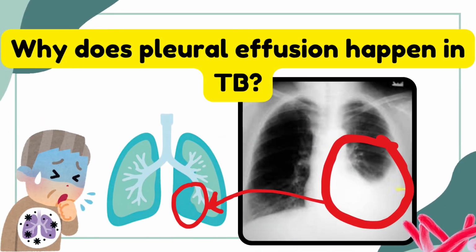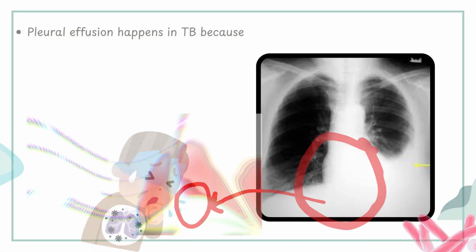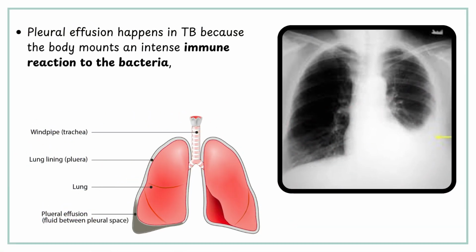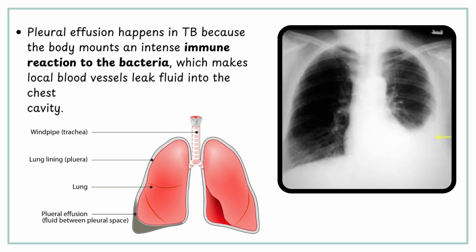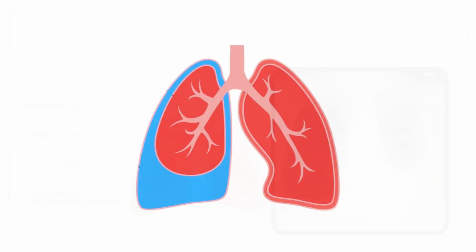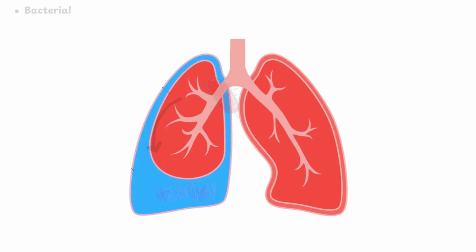Why does pleural effusion happen in TB? Pleural effusion happens in TB because the body mounts an intense immune reaction to the bacteria, which makes local blood vessels leak fluid into the chest cavity. So, what is the core mechanism behind pleural effusion? It occurs in the following steps.